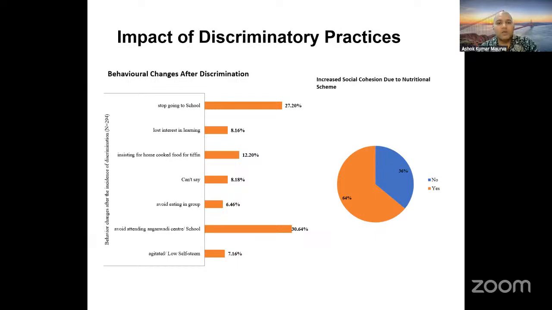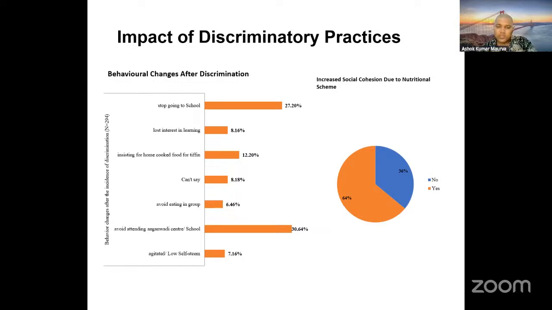Now, what is the impact of discrimination? Around 61 and 31% of children stop attending Anganwadi or schools. They face discrimination and totally do not want to go there. And now around 27% of children stop going to schools. So these are the behavioral changes we can see after this.